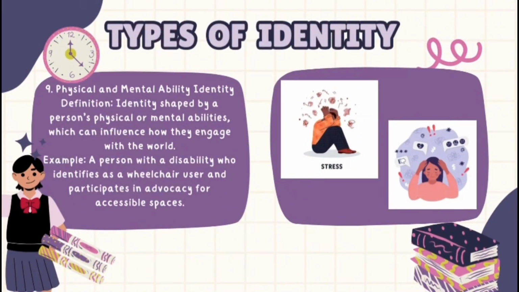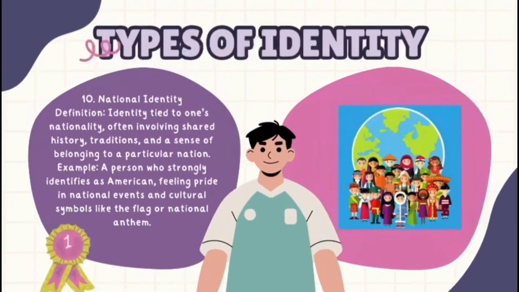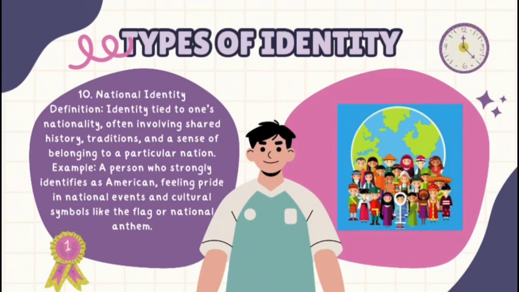Next, physical and mental identity is identity shaped by physical or mental abilities. For example, a person with a disability who identifies as a wheelchair user and participates in advocacy for accessible spaces. Next, national identity is identity tied to one's nationality and shared national experiences. For example, a person who strongly identifies as American feels pride in national events and cultural symbols like the flag or national anthem.